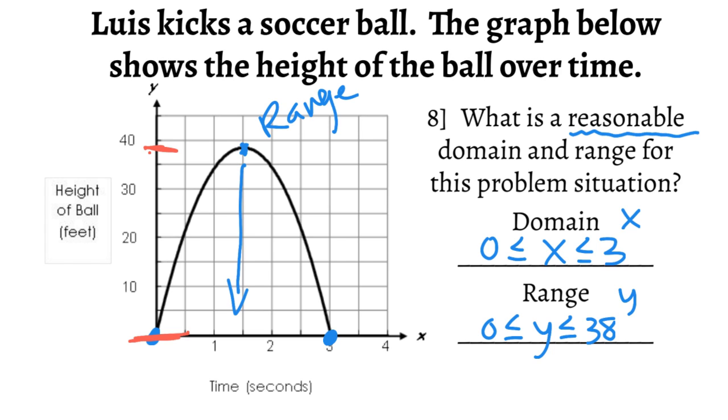But it doesn't go to negative infinity. It stops at the ground. So we can't just say it's everything less than 38. We have to say it's between 0 and 38. That's why we put the y between those two values. All we're really doing here, guys, is we're taking a real life situation and we're applying it. We're applying the vocabulary words that we're learning to this real life situation.